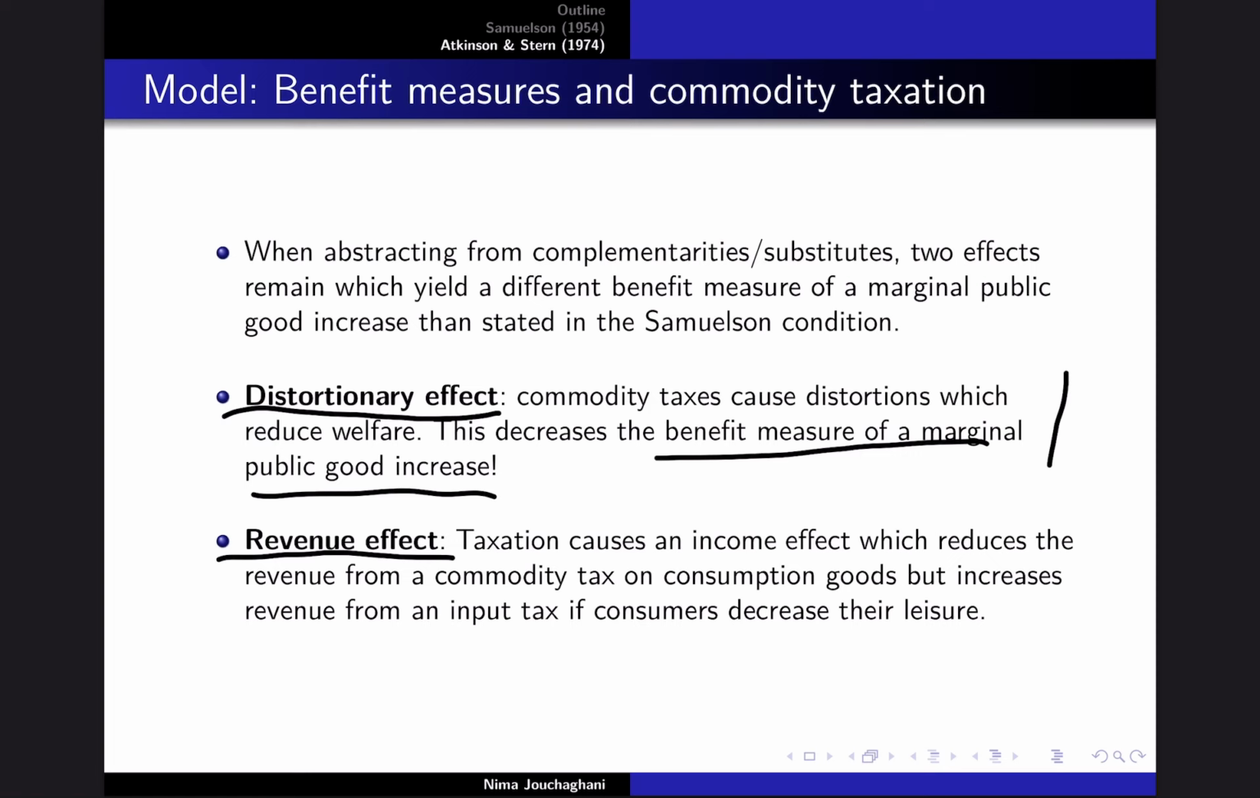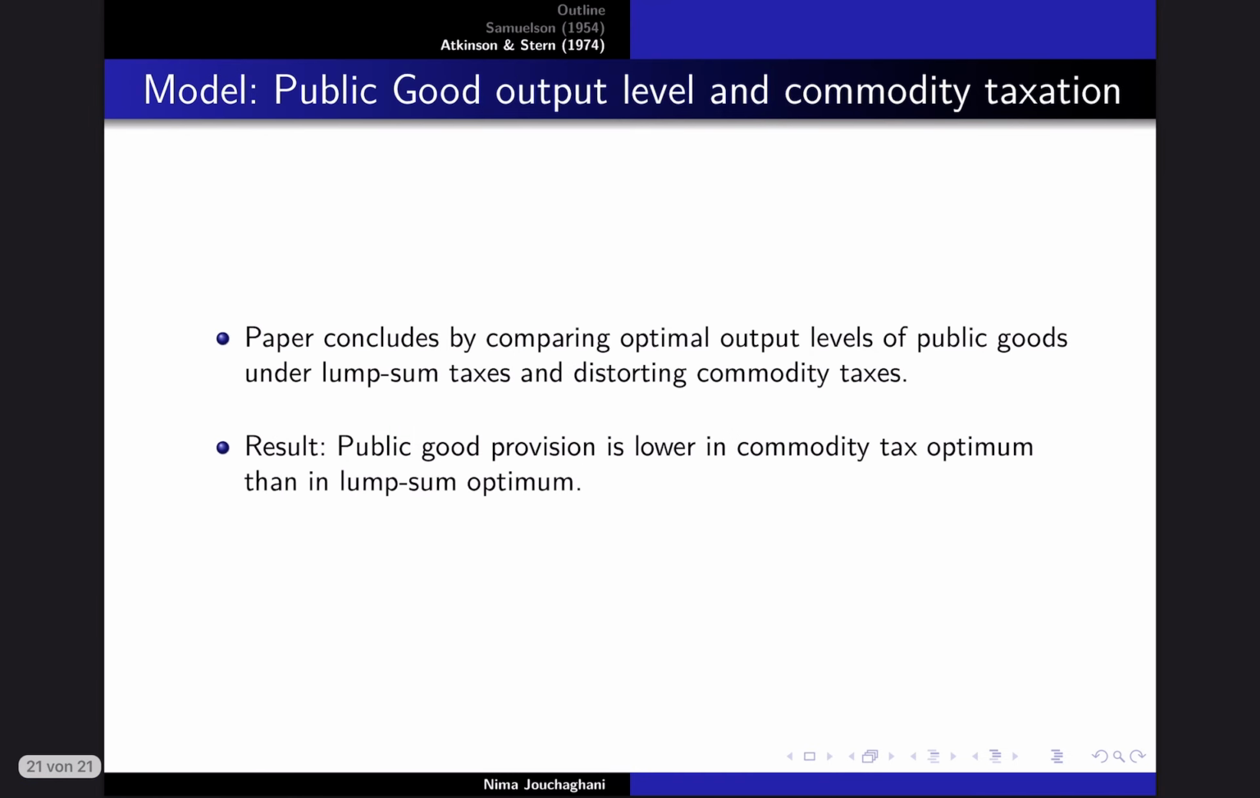On the other hand, if leisure is not a normal good and people then basically work even less, then you basically have the same sign on both effects for the revenue effect, and hence the sign will also be negative in total. So the argument here is basically that even if we abstract from complementarities and substitutability between public and private goods, there is still a different benefit measure of a marginal public good increase relative to the Samuelson conditions.